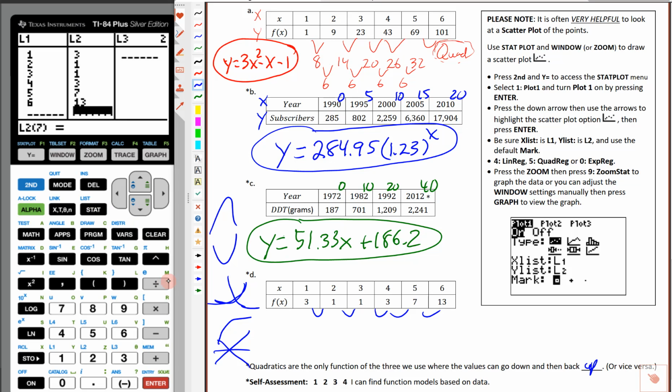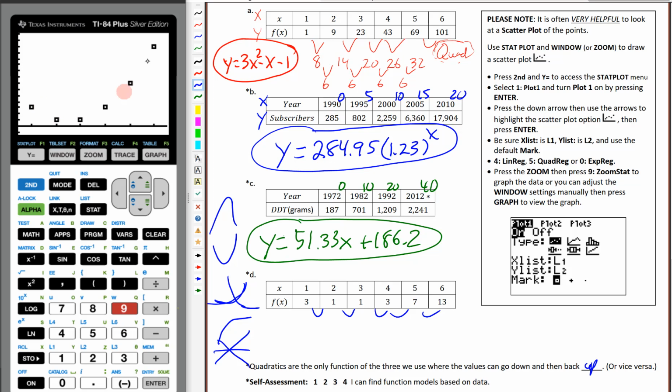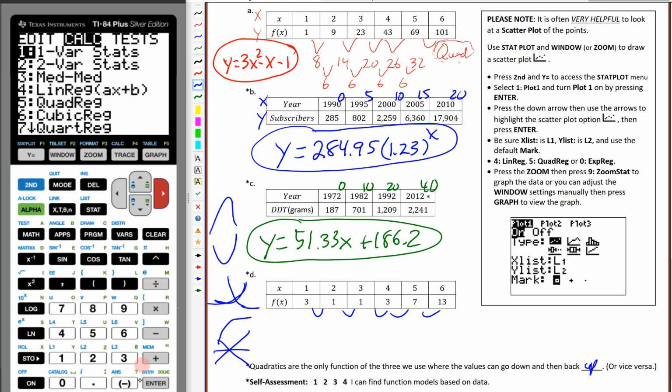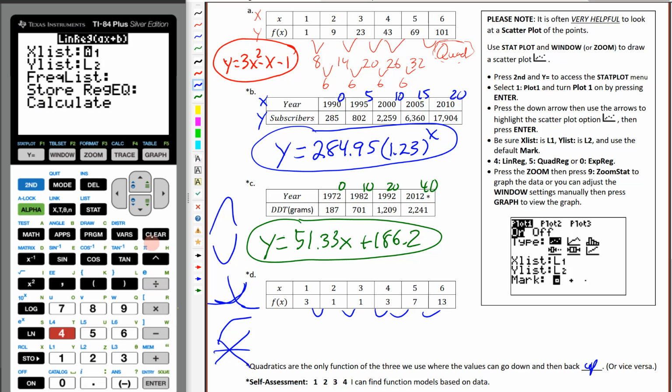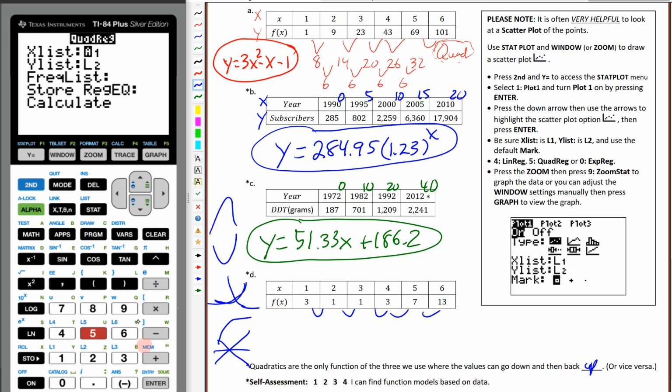So I'm going to hit, let's see, zoom and 9, and look at that. Certainly not linear, definitely not exponential because that point's up there. So we're going to do a quadratic regression. So I'm going to hit stat, calculate. Quadratic regression is number 5, so we're going to hit number 5. Whoops. Go back here, stat, calculate, number 5. Quadratic regression, list 1 and 2. Come down here, and I suspect with those numbers, it's going to look pretty darn nice.